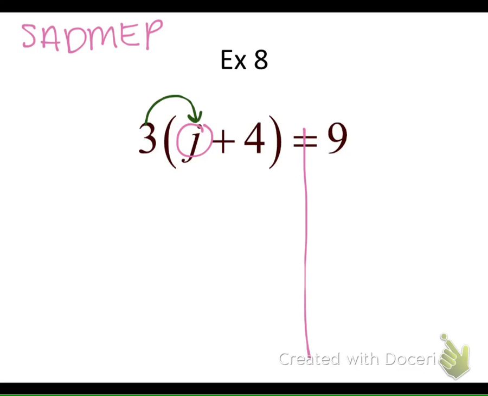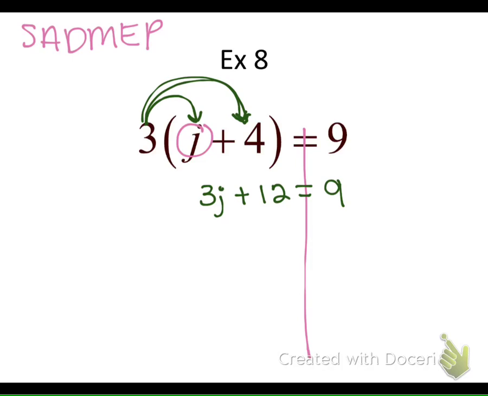So we're going to take 3 times j and get 3 what? 3j. Okay. Then we're going to take 3 times 4. What kind of 4 is that? Plus. So it's a positive 12 equals 9. So once we distributed, we're going to go ahead and solve.